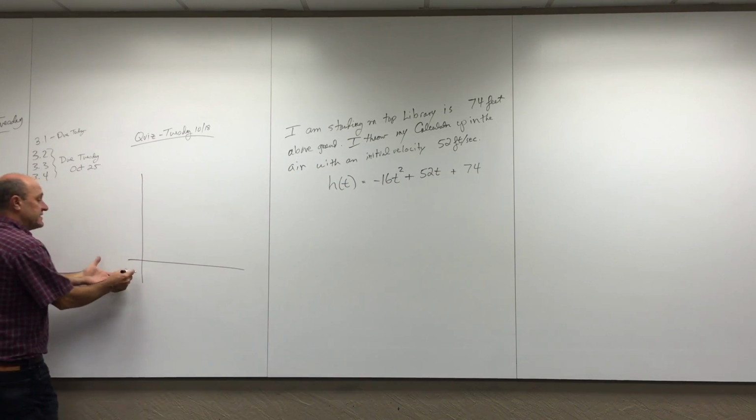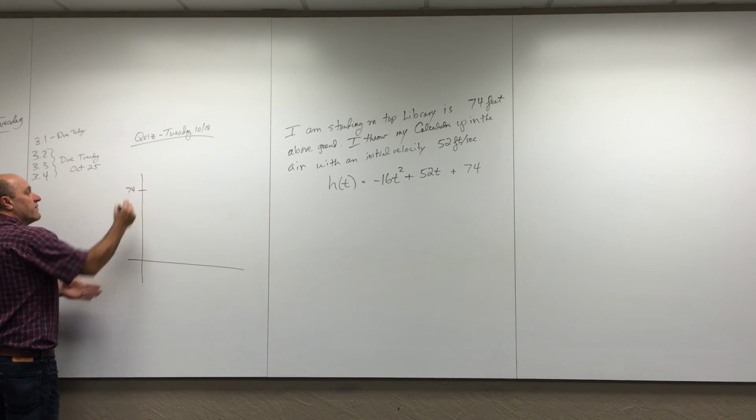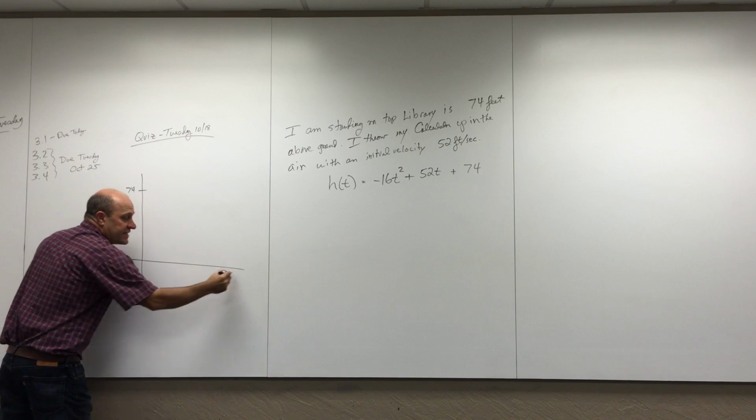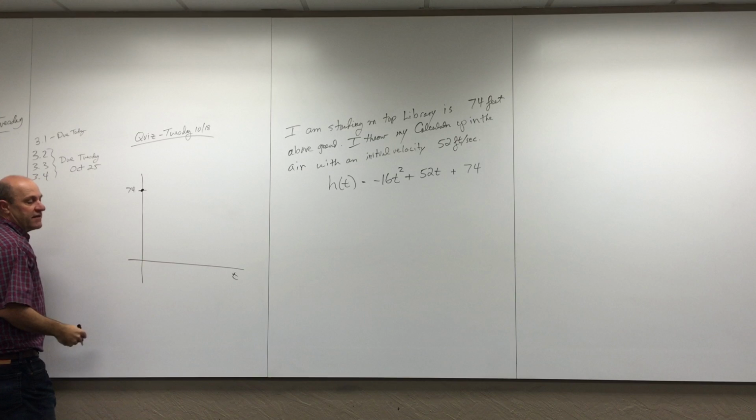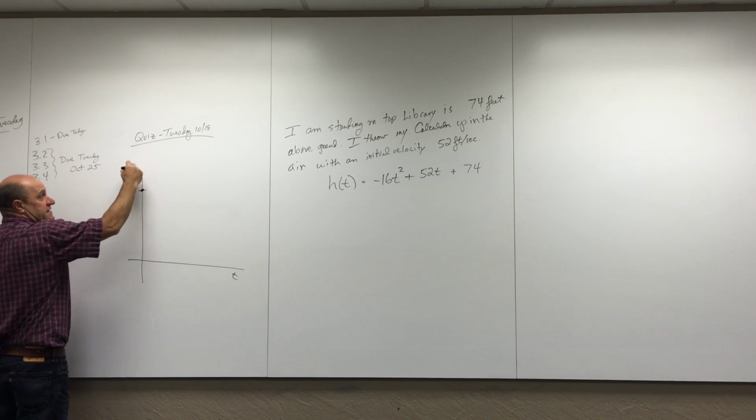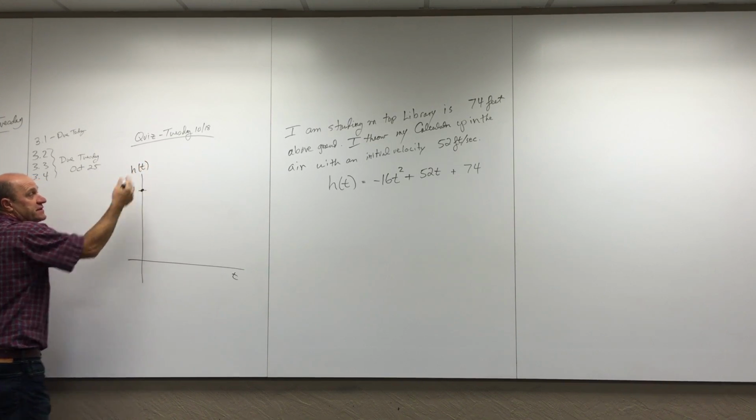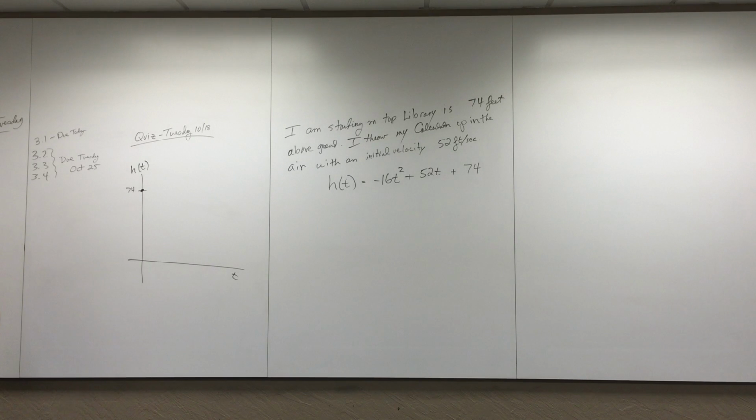So watch this. At t equals 0, it's at 74 feet. This x-axis is the t-axis. It's t instead of x. And this y is height. It's a function of t, so my y-axis is height.